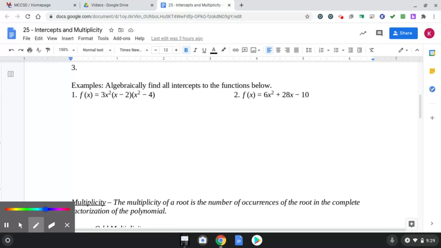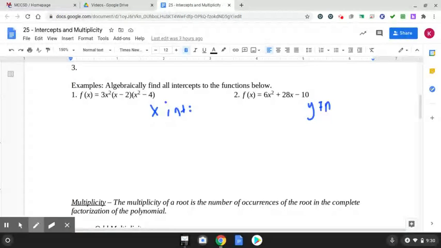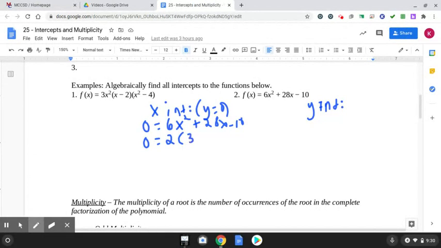Okay, so for number 2, we're going to do x-intercepts, and we're also going to do y-intercepts. So again, x-intercepts are where y equals 0. So I have 0 equals 6x squared plus 28x minus 10. So I'm going to solve this. I'm going to factor it. So 0 equals, my GCF would be 2, and I'm left with 3x squared plus 14x minus 5. I need two numbers that multiply to be negative 15 and add to be a positive 14.